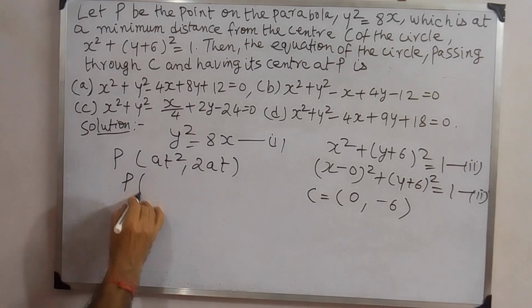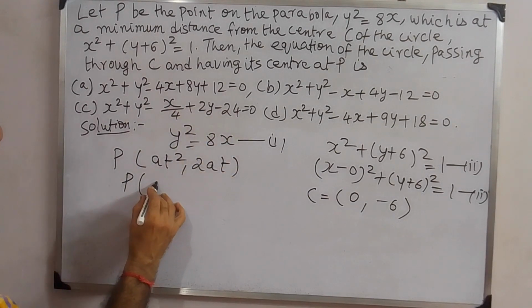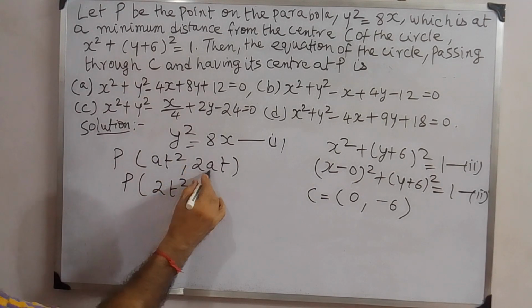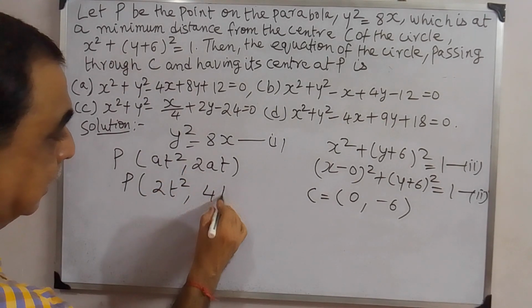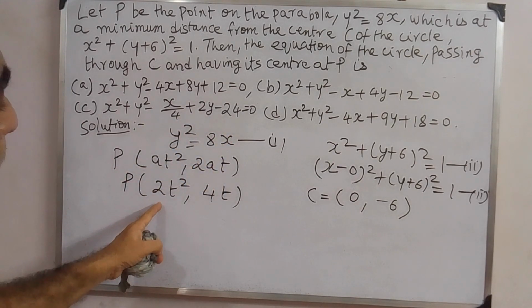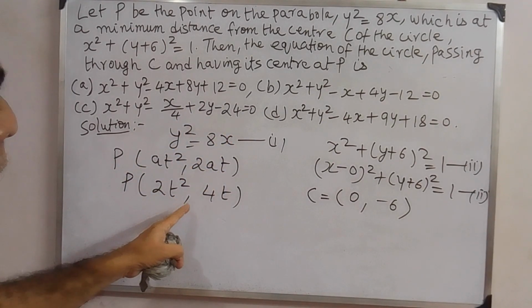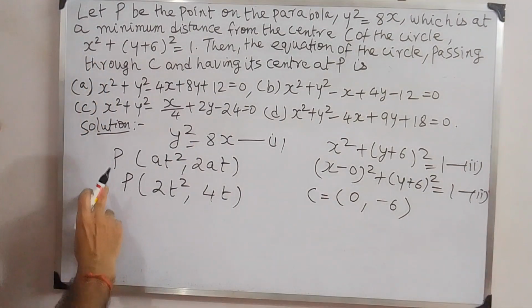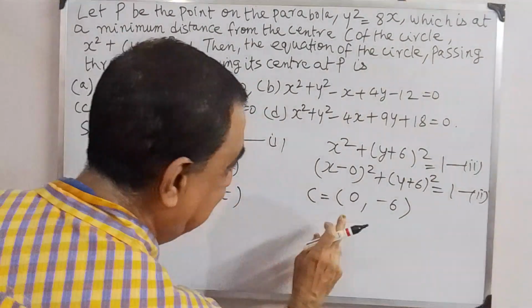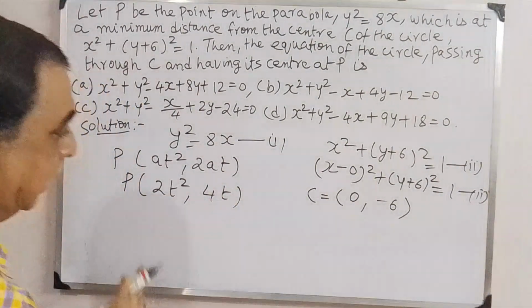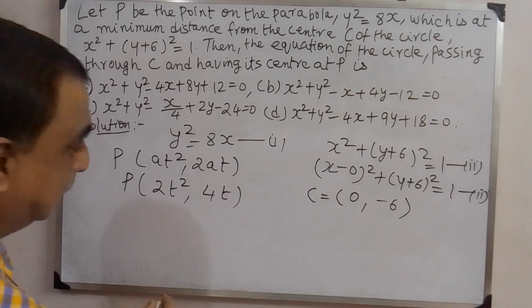Now put the value of a as 2, which I have shown you. So any point on the given parabola will be (2t squared, and a value is 2, so 2 into 2 is 4) 4t. So any point on this parabola will be represented by the parametric coordinate (2t squared, 4t). Now here it is being told to us that PC is the minimum. From that condition we will get the value of t and then we will find the coordinates of point P.